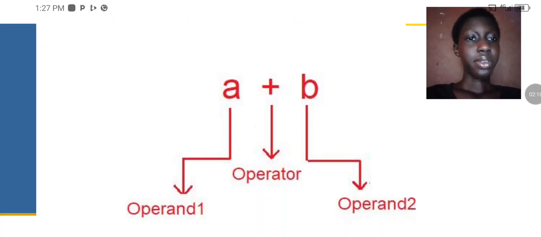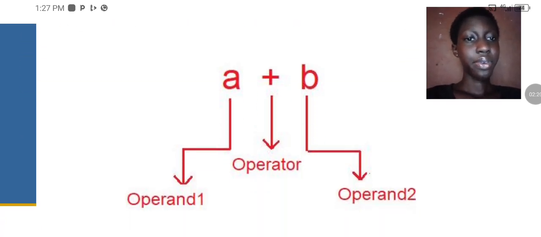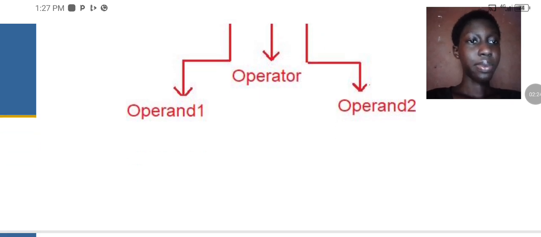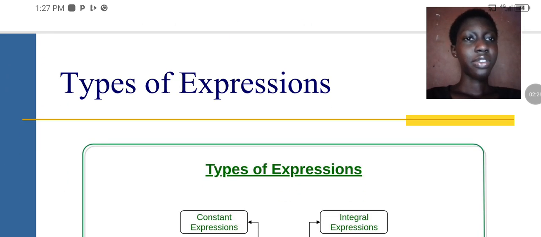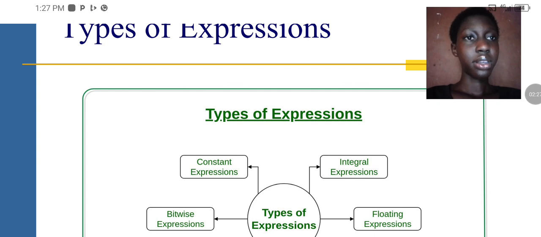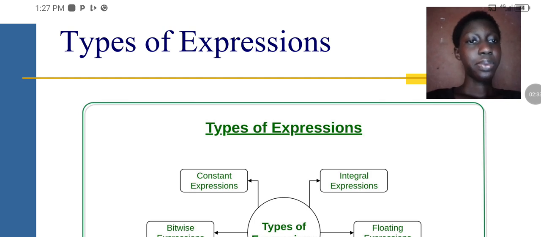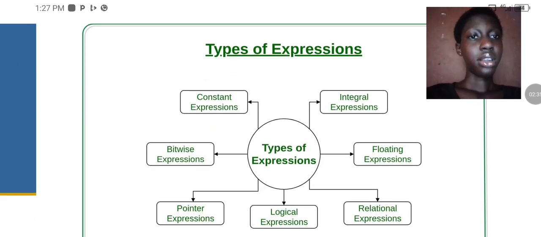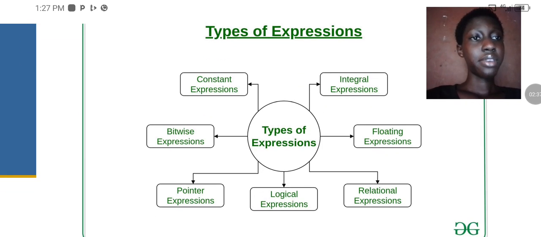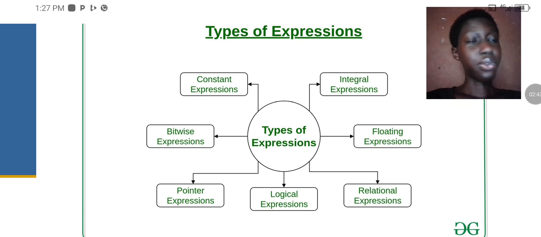So this is basically what I was saying. A is the first operand, the plus is the operator, and B is the operand. Operands are just the values that the operators act on to produce a value. Now we have types of expressions: constant, integral, bitwise, pointer, logical, relational, and floating point expressions. We'll be dealing with some of them today.